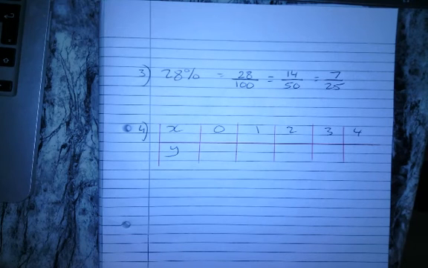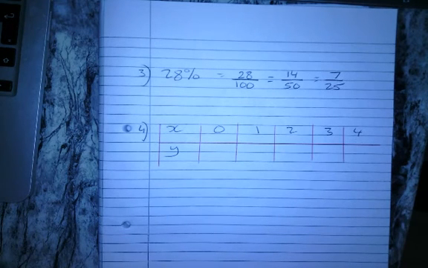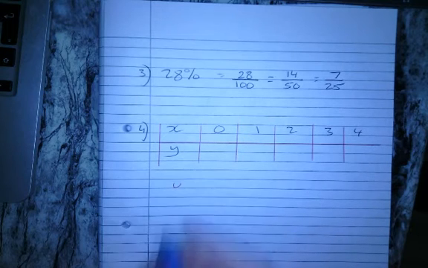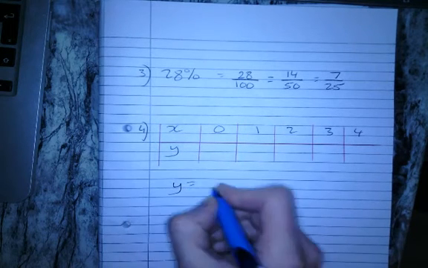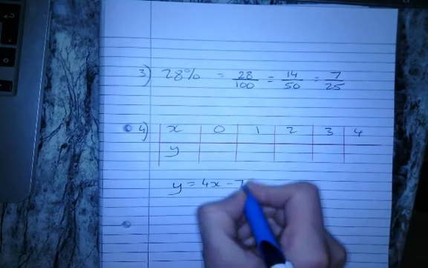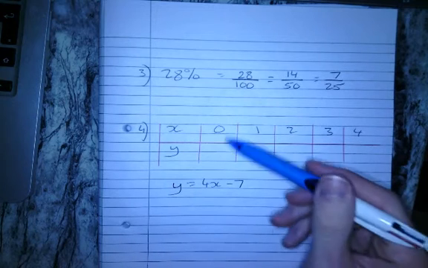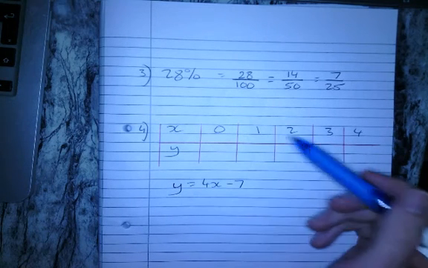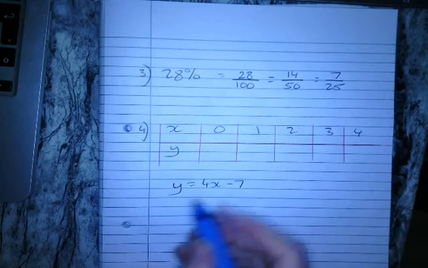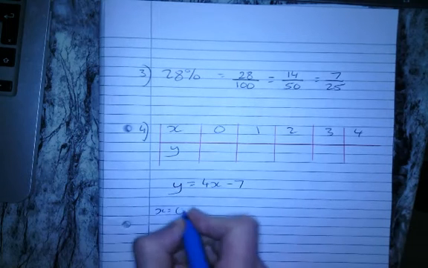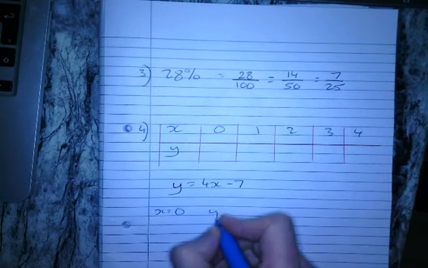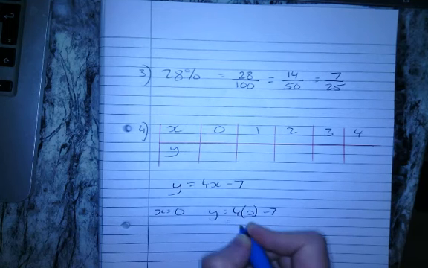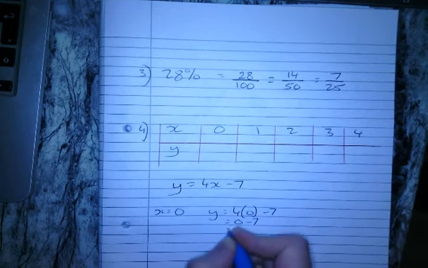Okay, and question 4 then. So we're asked to complete the table for the equation y equals 4x minus 7. So remember, what we need to do there is substitute each of the values for x into the equation and that works out our value for y. So when x is 0, then y equals 4 times 0 minus 7. So that's 4 times 0 is 0, minus 7.